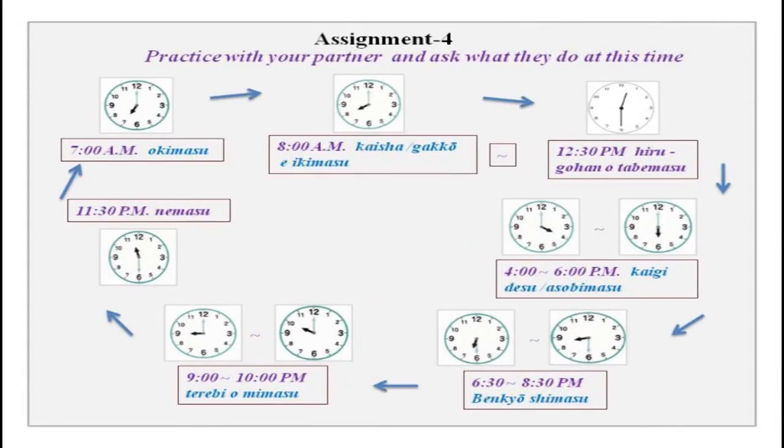Well, this one is very simple over here. Practice with your partner and ask what they do at this time. The basic exercise over here is for you to speak the verbs that you have done out aloud. Practice them with time in past, in present and in negative forms, all of it. So please, over here you have the time listed from morning till night. You could ask your friend what they do if they go to school. Well, your exercise can be according to school, according to homework, what time they have lunch, what time they return, what time they go play, what time they study in the evening, have food in the evening and then sleep.